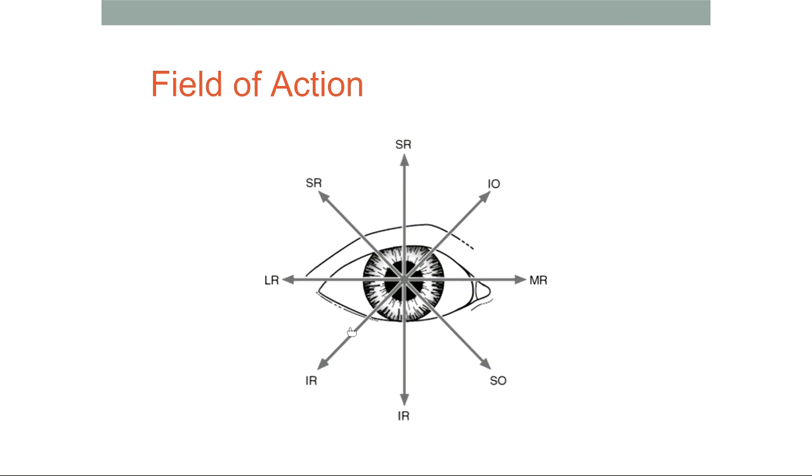Your lateral rectus would abduct the eye. Medial rectus would adduct the eye, and your obliques would move the eye: inferior oblique would move the eye up and in, superior oblique downwards and inwards.